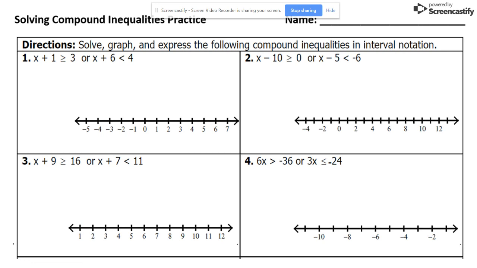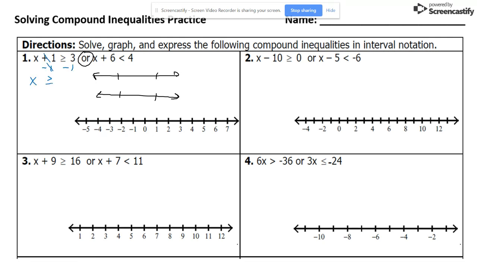So for example, for number 1, just drawing 2 extra number lines and treating this as if we were doing this on the other side of your notes. So for example, number 1, when you solve this, it is an OR. So I'm just going to solve these as usual. So remember, we did each inequality separately.